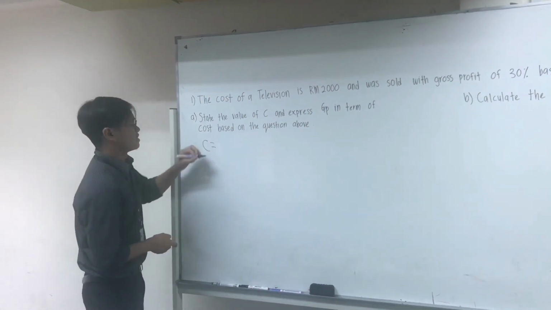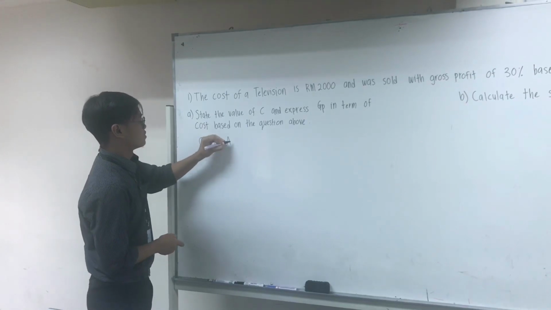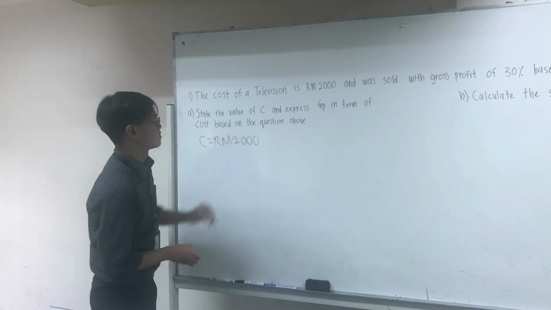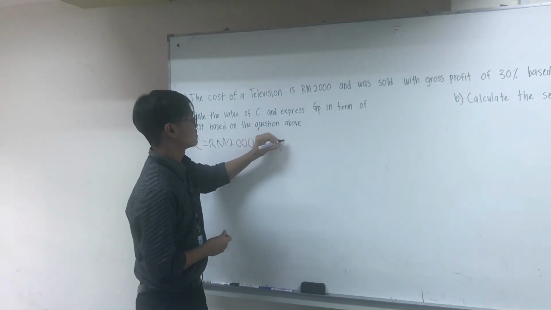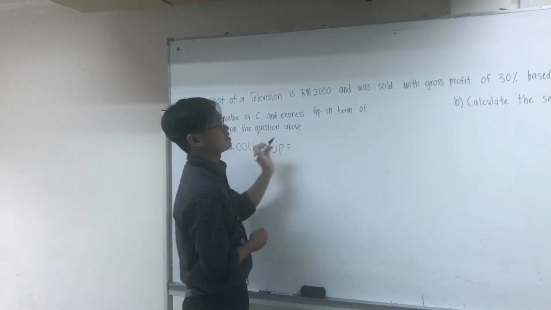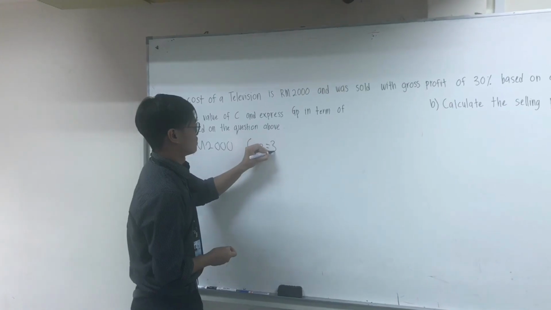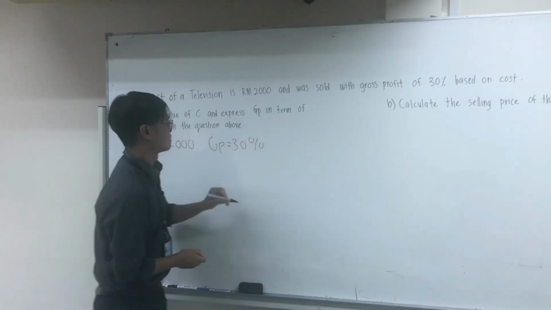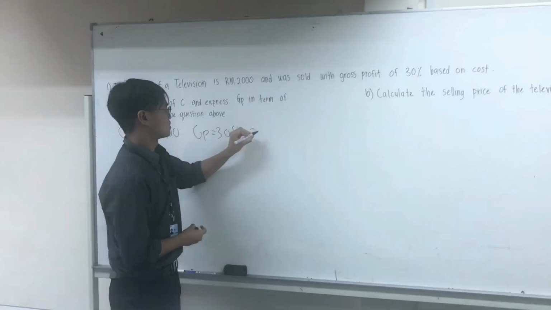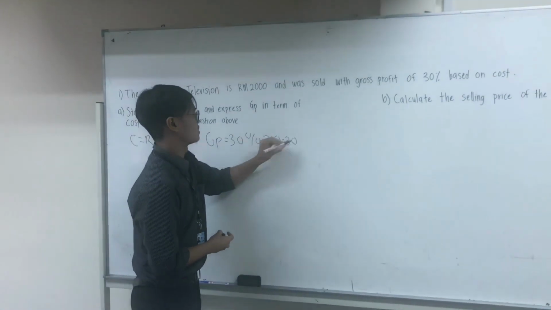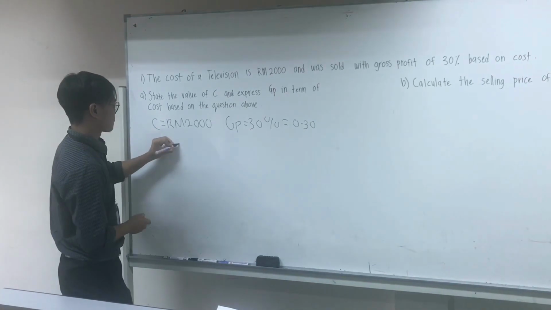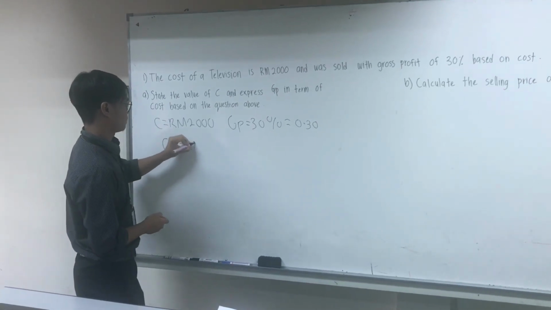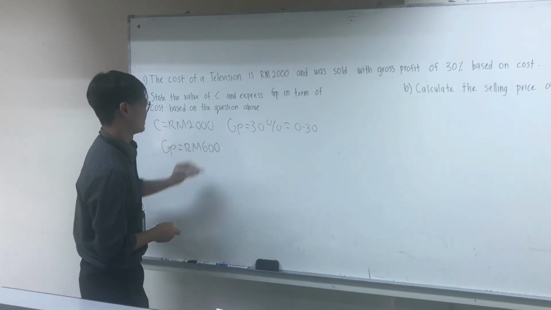C equals RM2000. GP equals 30%. We have to convert it to 0.30 and we have to do GP equals 0.30 times RM2000, which is RM600.